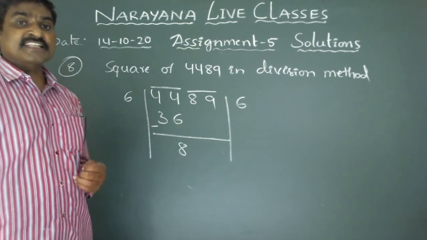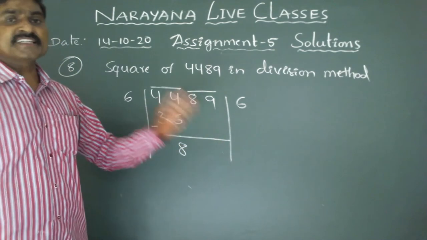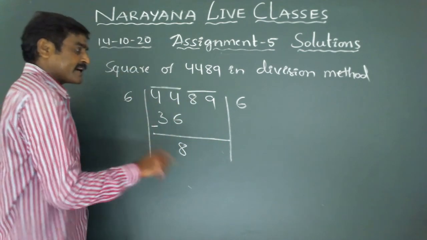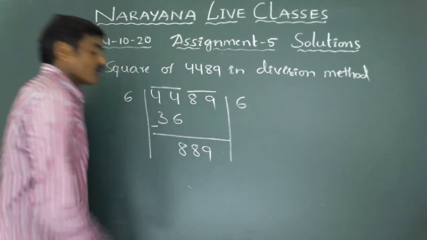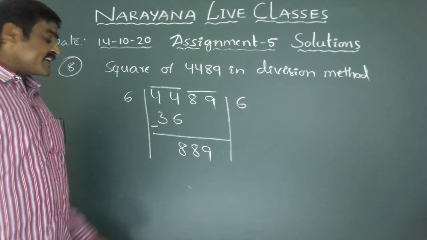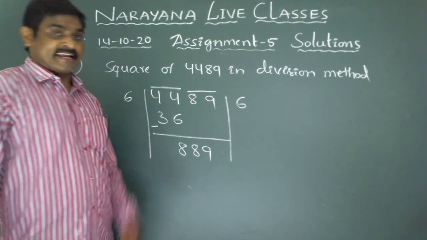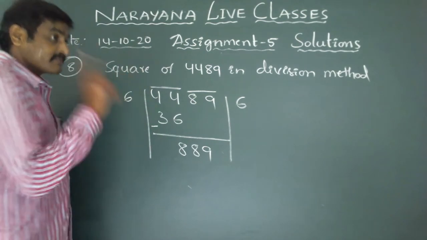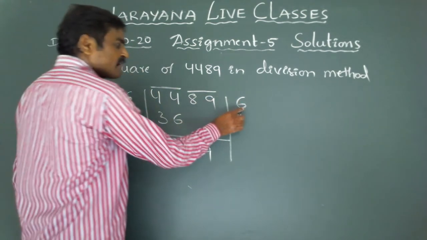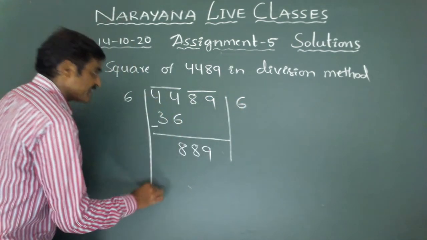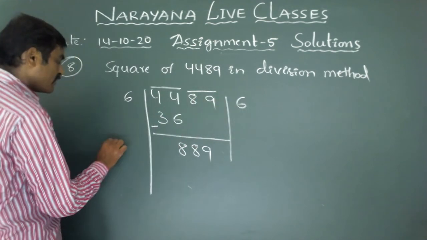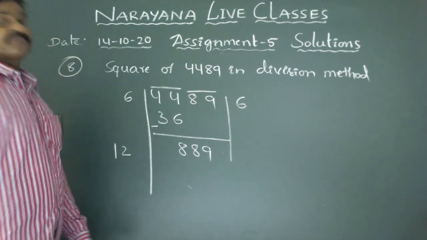Okay. What is the next step? Get down the next 2 digits immediately. Both the digits will be got down, 89. So our new dividend is 889. Now, third step. Write the double of the quotient as a new divisor. 6 double is 12. 12 we write as a new divisor.